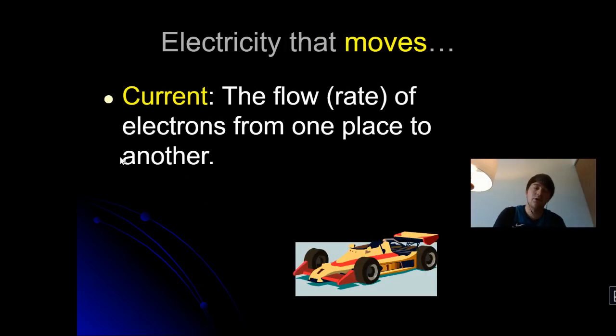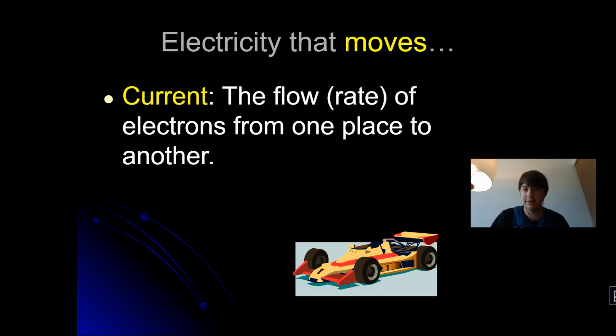So electricity that moves is known as the term current. Current's a very important word. I would circle it. I would underline it. I would do what you need to do. Current is going to be the flow or the rate of electrons from one place to another.